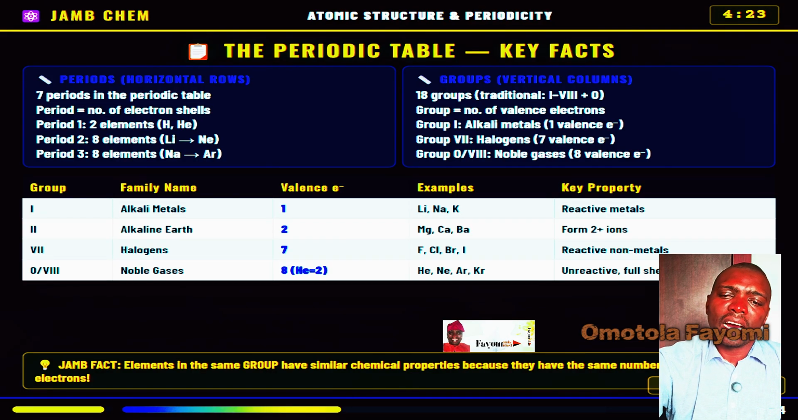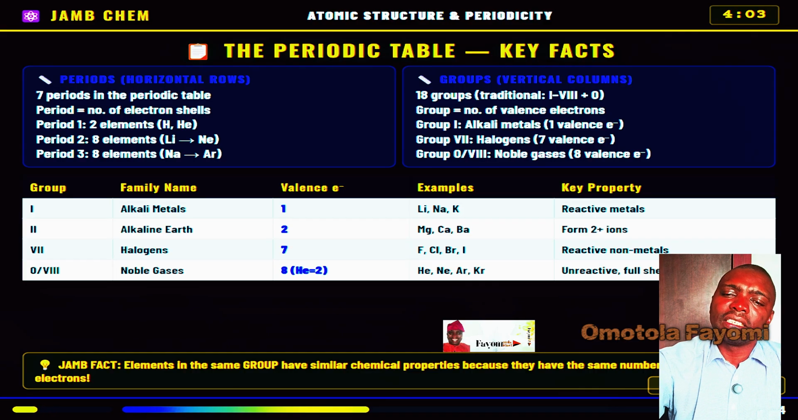Group 1, the alkali metals, lithium, sodium, potassium, all have 1 valence electron. Group 7, the halogens, fluorine, chlorine, bromine, all have 7 valence electrons. Group 0, the noble gases, helium, neon, argon, have full outer shells and are completely unreactive.